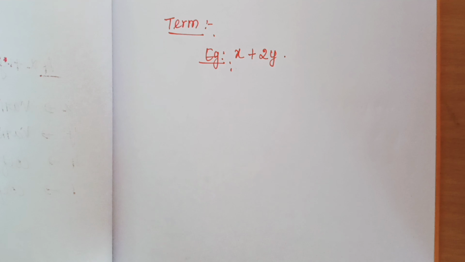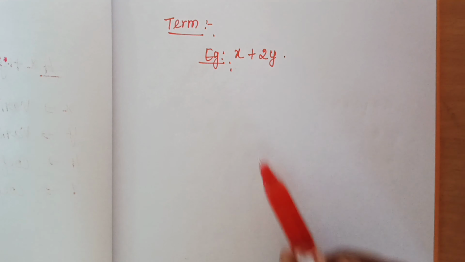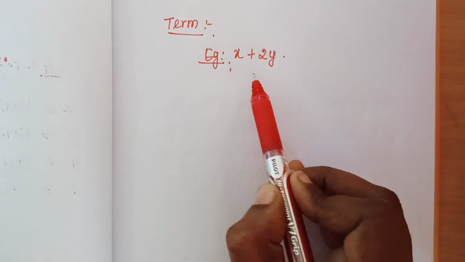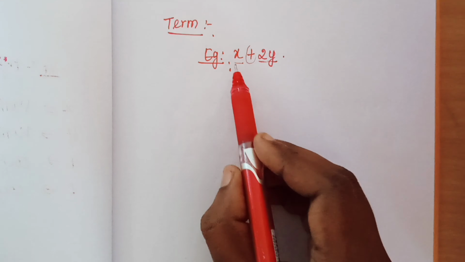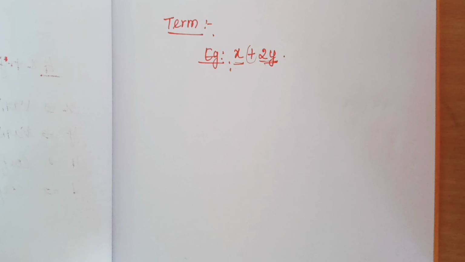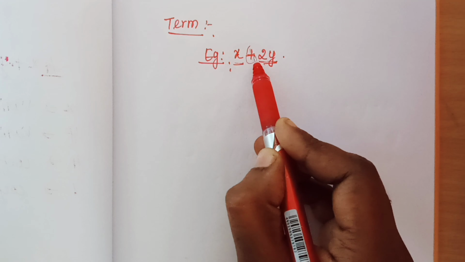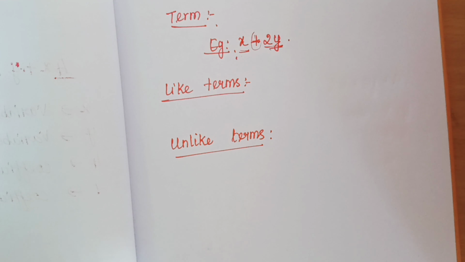So now the next heading is term. What do you mean by term? See here, listen here, x plus 2y you have. How many terms are separated by plus? 2 terms. This is one term and this is one term, separated by plus. So how many terms do you have? 2 terms. Each term is separated by a plus sign. This is one term plus this is another term. Clear?